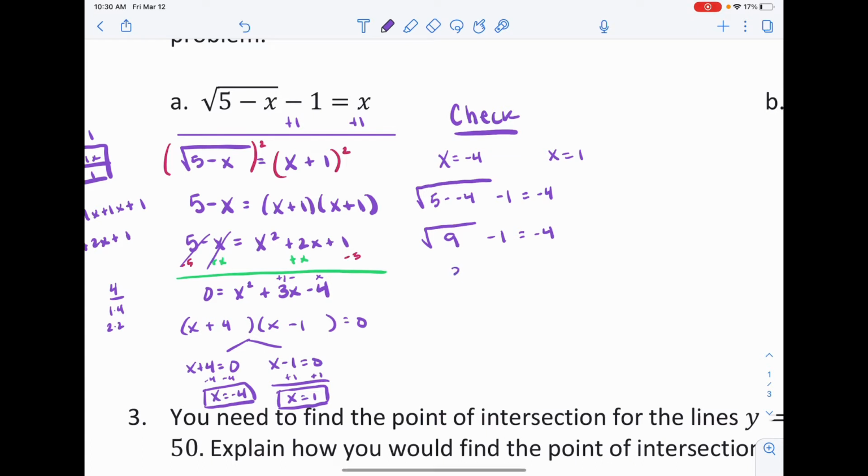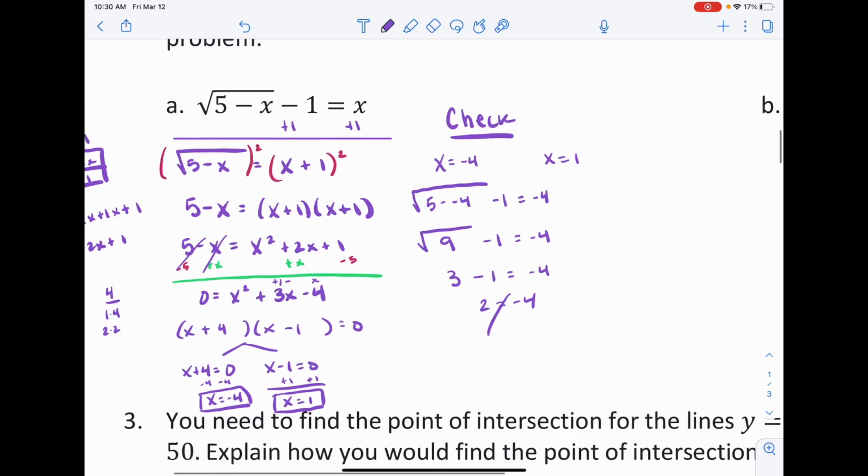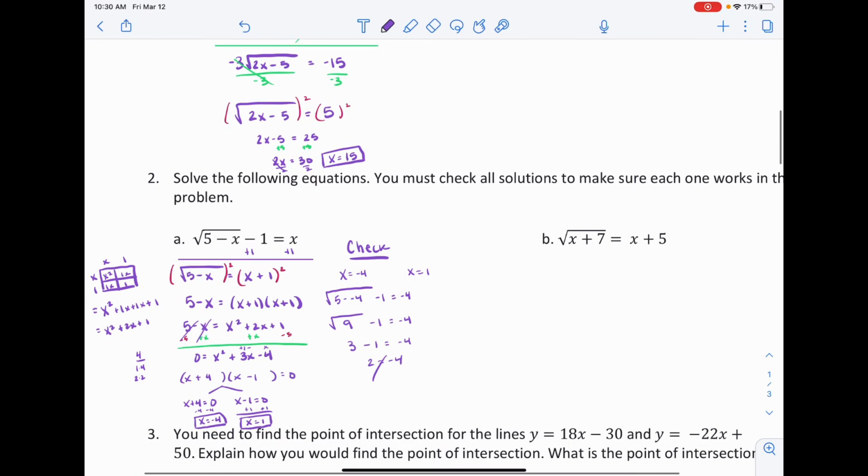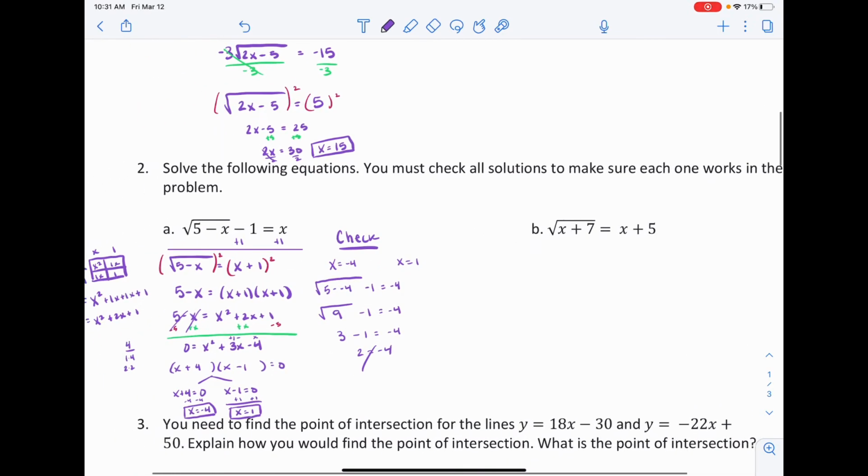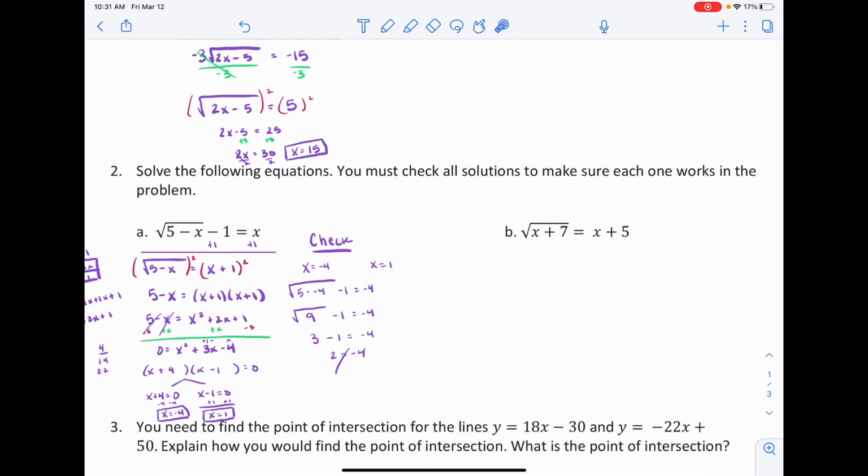The square root of 9 is 3, and so that would be 2 equals negative 4, so no. So that solution, we usually use the term extraneous here, but it doesn't say to label it that way necessarily, but it does say you must check the solutions to make sure each one works. So this one does not work.